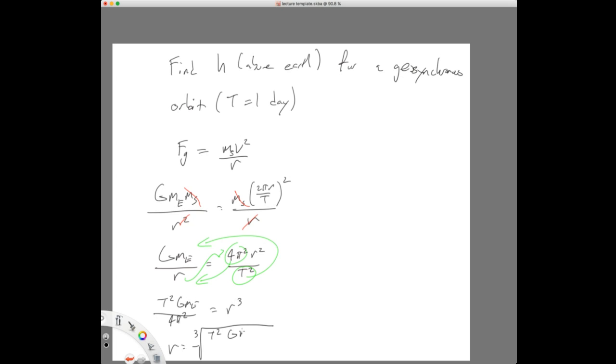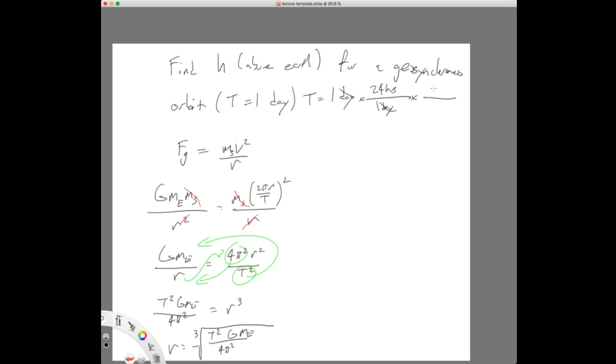Period squared G, mass of the Earth, over 4 pi squared. So for the period, we need to convert this into seconds. We always do that by multiplying by a ratio. We're going to have 24 hours over 1 day. That's just 1, and the days will cancel.